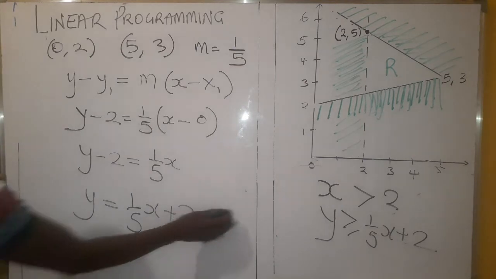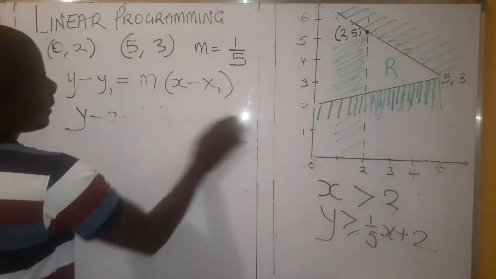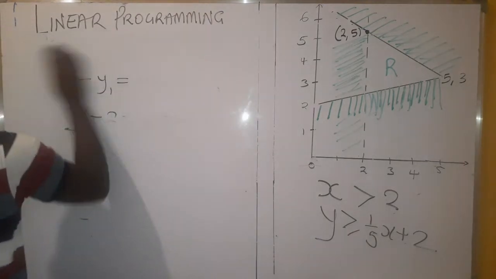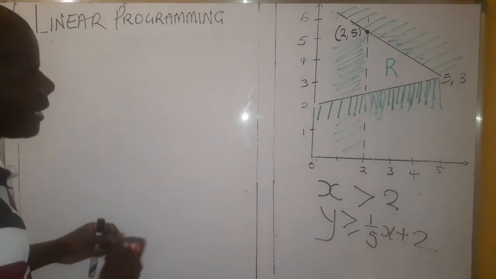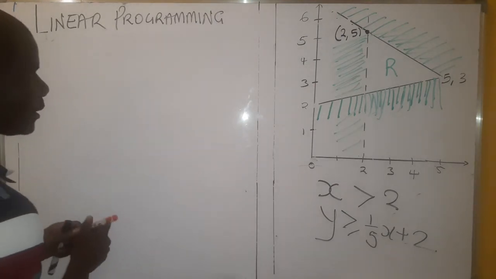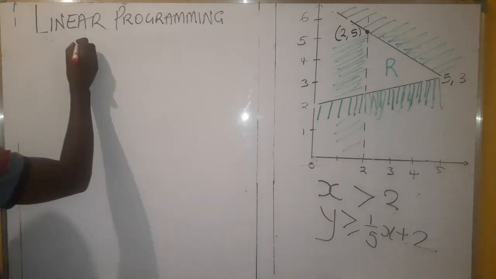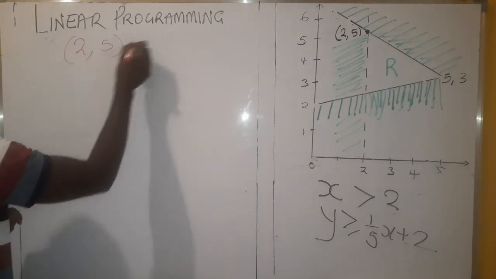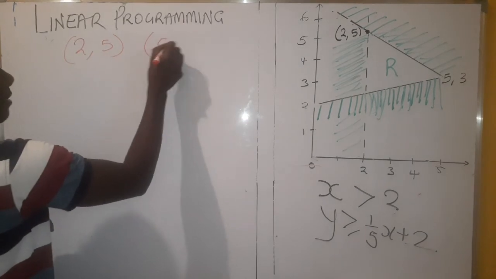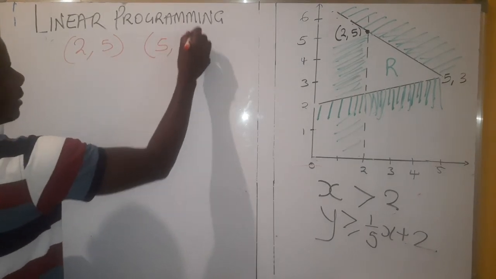Let us look at the last one now. The same thing, you need to pick those coordinates. What are the coordinates? You have 2, 5. Then the other one you have 5 and 3.